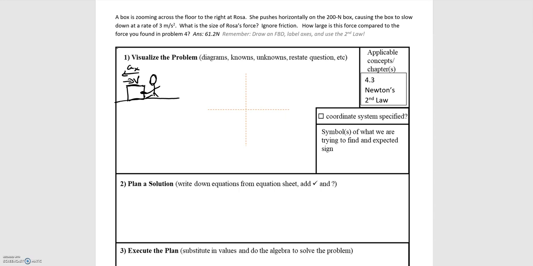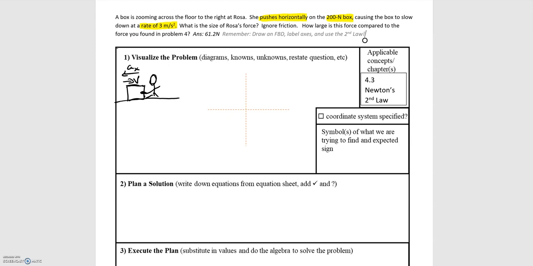So in this example, we'll be looking at the problem of a box moving across a floor. A box is zooming across the floor to the right. Rosa pushes horizontally on the 200 Newton box. So she's applying a force horizontally, and the box has a weight of 200 newtons, causing the box to slow down at a rate of 3 meters per second squared. So we know the box is accelerating at 3 meters per second squared.